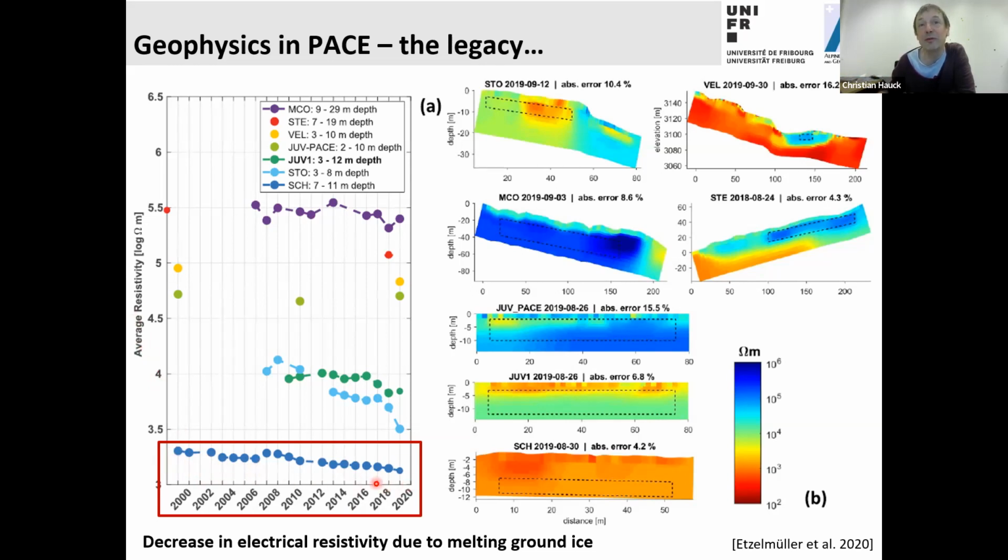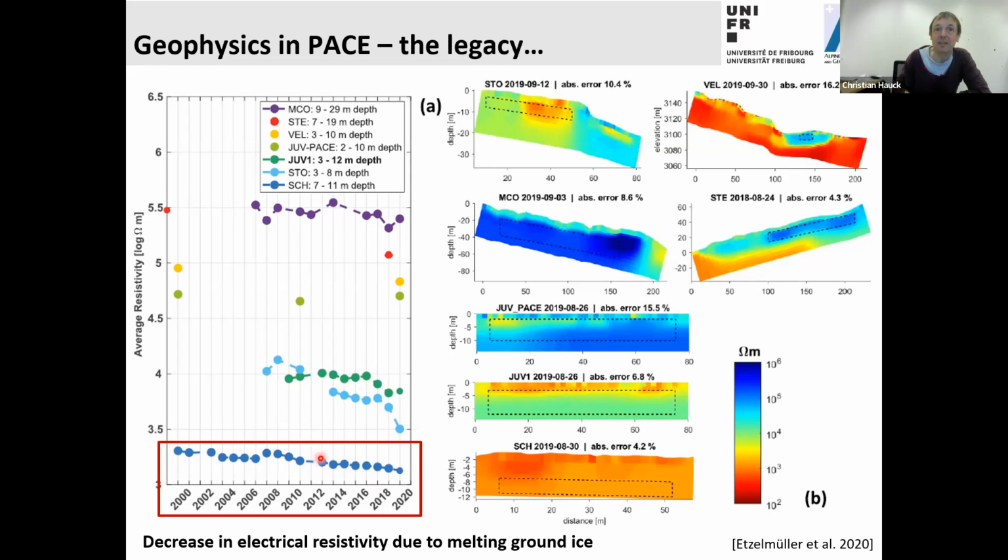This is one of the reasons why I personally think monitoring is a good thing, if one has the time to keep measuring at one site. Because now we actually see a decrease in electrical resistivity due to the melting of the ground ice. This trend is now more obvious.